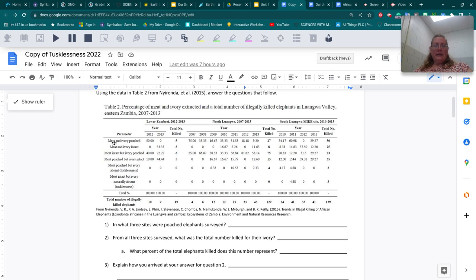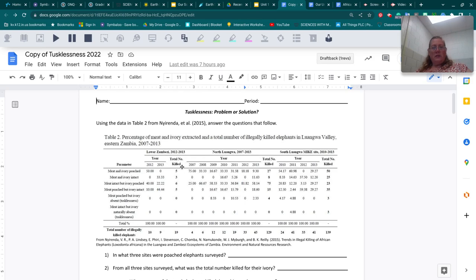So if I look at the very first line, it says meat and ivory poached, and I look to total number killed. 5 were killed in Lower Zambezi, 27 were killed here, 50 were killed here. And meat intact but ivory poached, which means they didn't even touch the meat, they just ripped out their tusk and left them. So we're looking here, and again here, and again there. Add up all of those numbers. That is how many were killed just for their ivory. Got that?